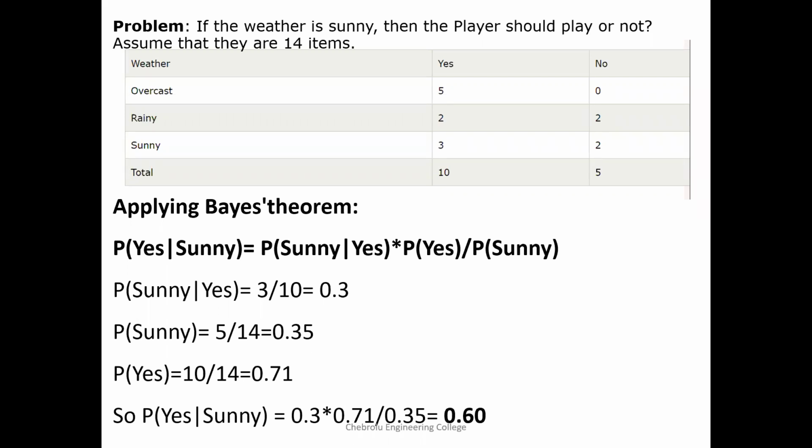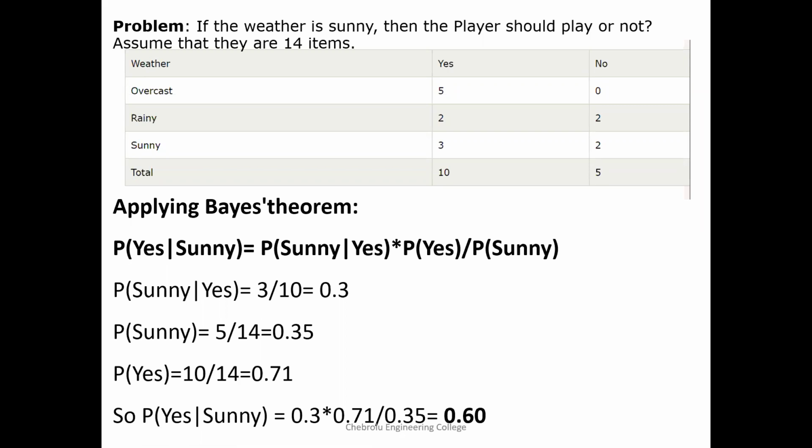So this 5 is wrong, Andy. So this is 4. So I request you to kindly consider. Right? 5 by 14. So 3 plus 2, 5 by 14, it is 0.35. So P of Sunny is 5 by 14, so that is 0.35.